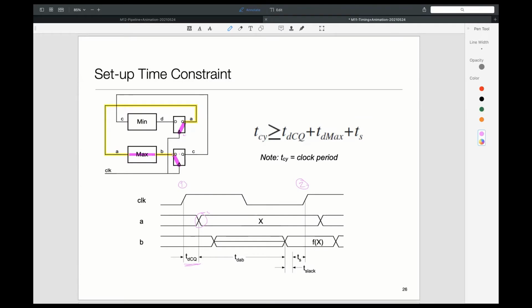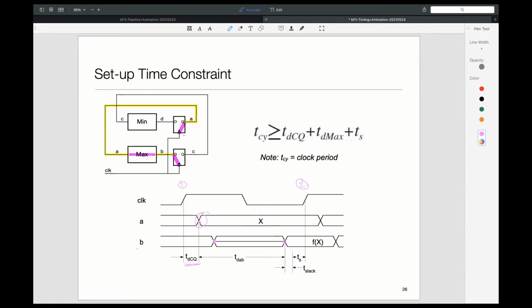TDCQ, so that's the signal B, right? So this signal A, after some time, will cause B to begin to change, and then B to become stable. So B will begin to change, but eventually B becomes stable. Okay, and then the next clock tick comes.